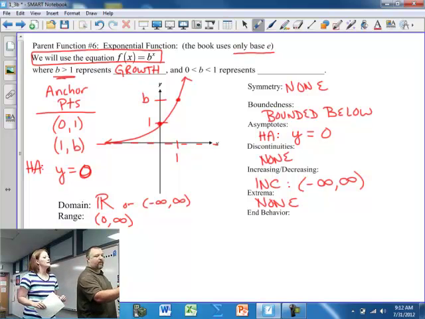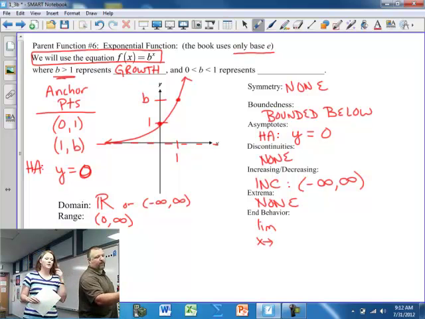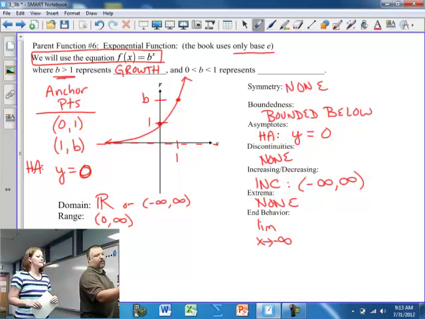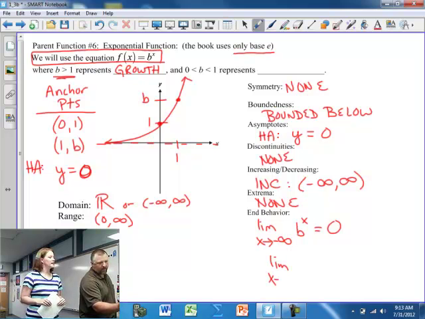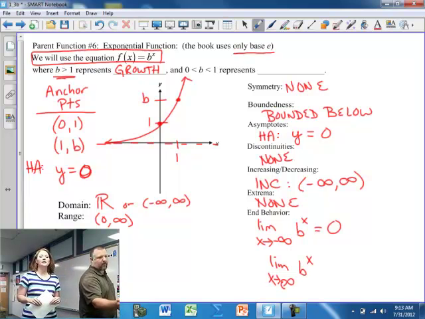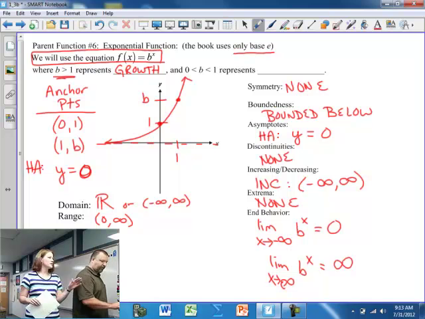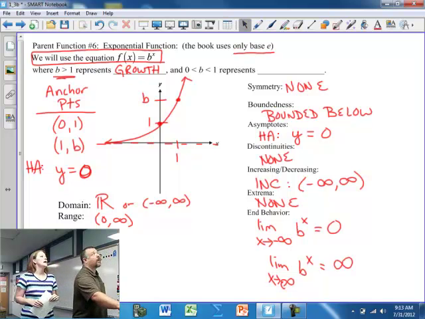Let's talk about end behavior. The limit as x goes to negative infinity, as we go to the left, of b to the x is going to go to 0. And the limit as x goes to positive infinity of b to the x again is going to go to infinity. So on the left side it goes to the asymptote, and on the right side it goes to infinity.